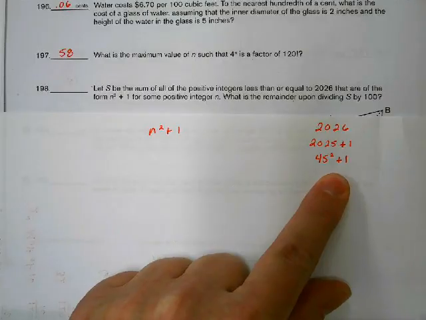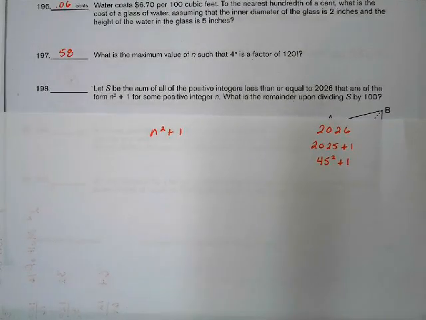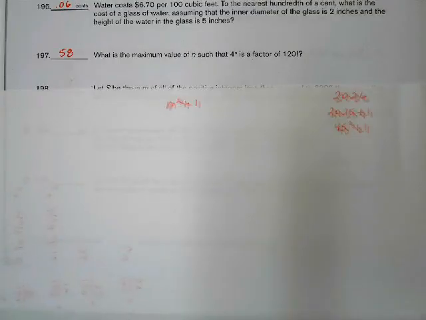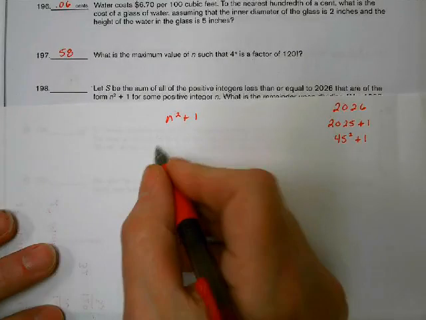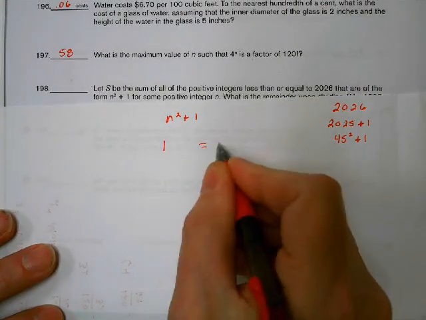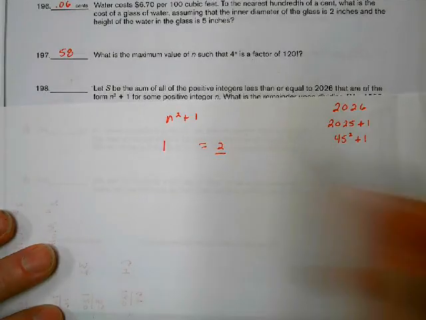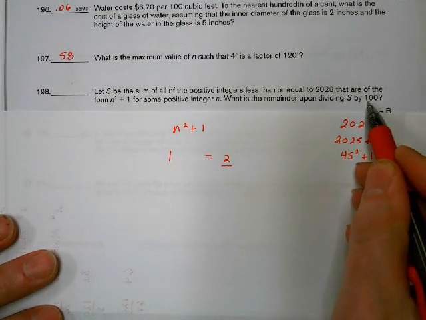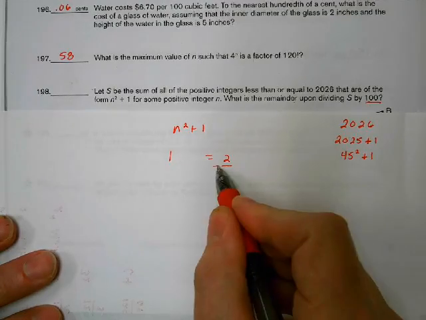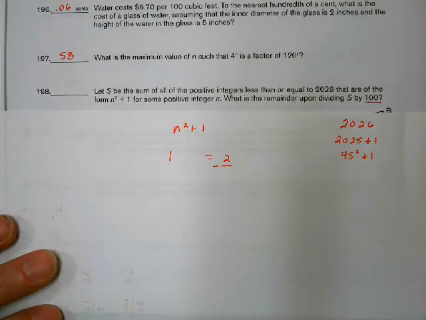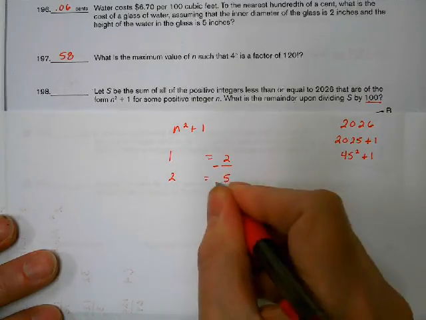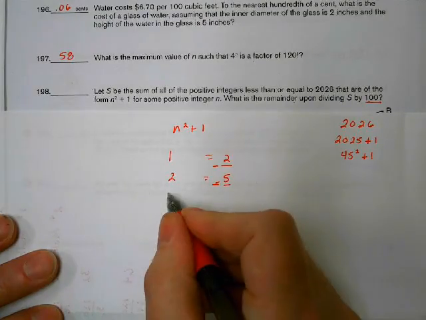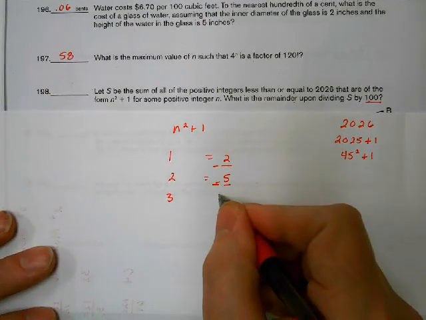Here's the pattern. I started by saying, okay, I'm going to do 1. 1 squared plus 1 is 2. Now I'm looking for a remainder when I divide by 100, so I'm going to look at the last 2 places because that'll tell me what my remainder is. If I plug in 2, I get 4 plus 1 is 5. If I plug in 3, 9 plus 1 is 10. If I plug in 4, I get 16 plus 1 is 17. I'm going to keep on doing this.